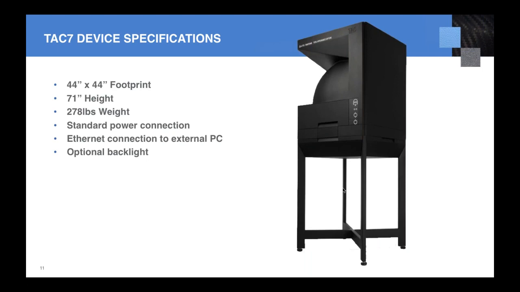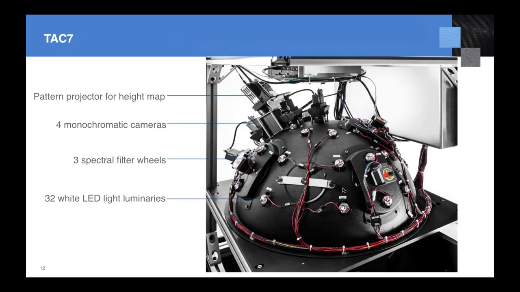So this is once again a picture of the dome, how big it is. But we took that idea and those theories of multiple cameras, multiple lights, and figured out how we can make this more manageable for a business to own. So here we came up with our TAC7 device. It's got about a 44 by 44 inch footprint, so a couple feet there. It's 71 inches high, and it weighs 278 pounds.